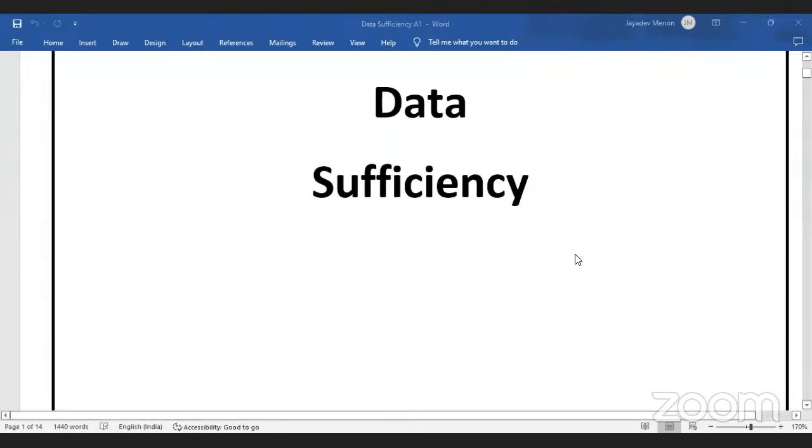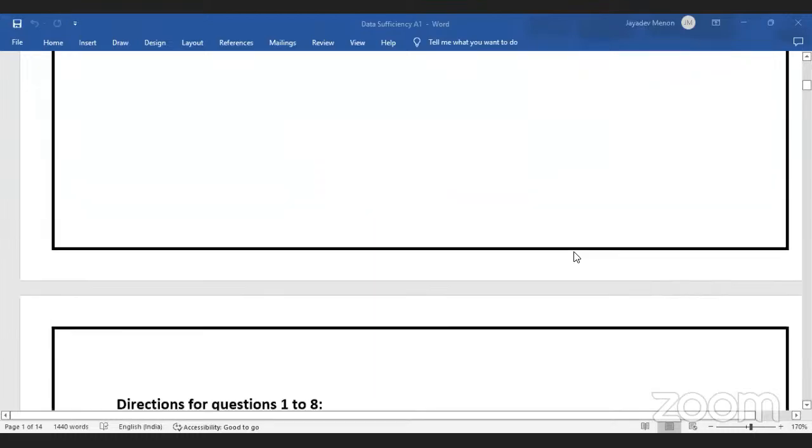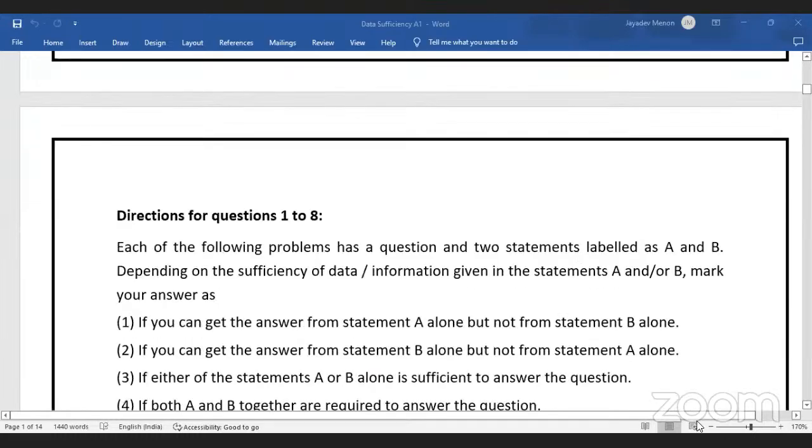So if you look at the options, you will get more idea. This is our first question.